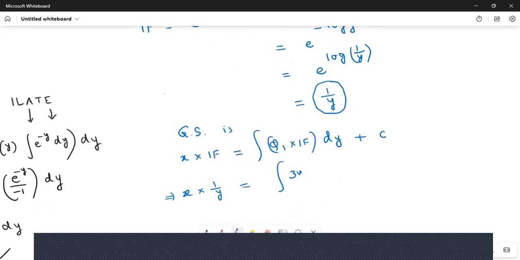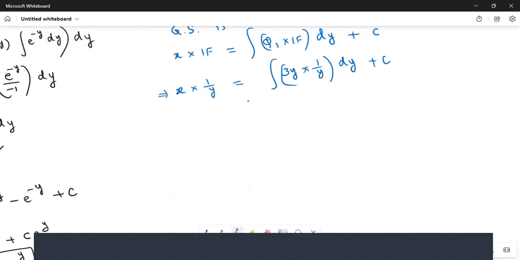So write here 3y multiplied by the integrating factor, which is 1 by y. So if you multiply, you will get the answer here. Let's see how much you get. Then this is now x by y, and that y gets cancelled. So it's going to be 3y plus c.